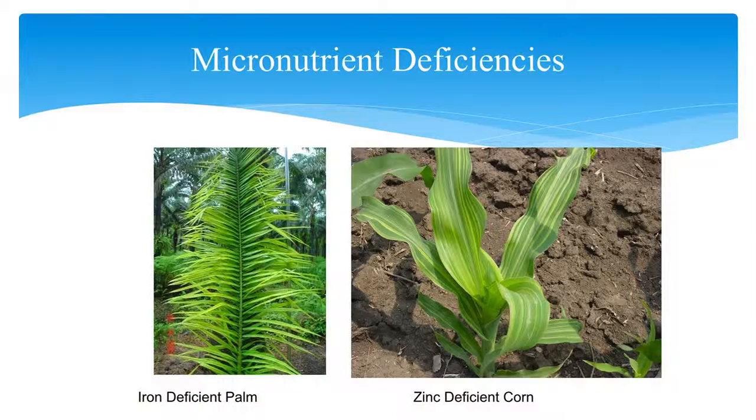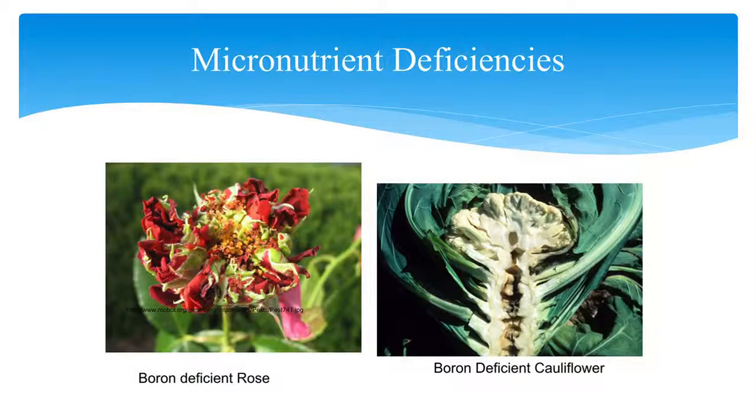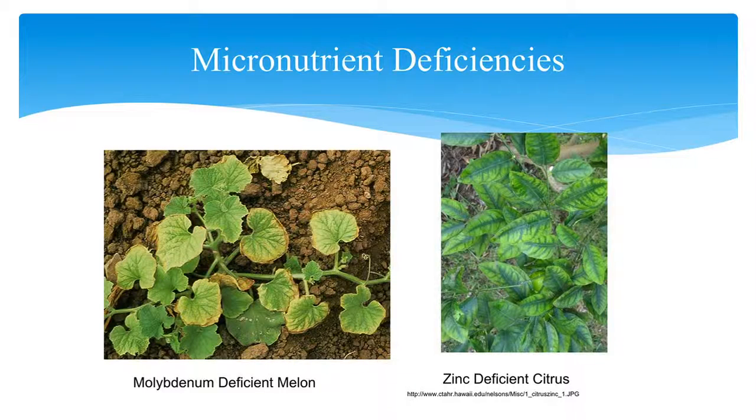Again, you maybe see a little striping there. So it's hard to get good pictures of some of these deficiencies on plants that are common to us. But if you have boron deficiency on a rose, pretty gnarly, or on a cauliflower, not pretty at all. Molybdenum deficiency on melon, zinc on citrus. So if you are growing citrus, you'll probably buy a product that's labeled for citrus, and it usually has the correct amount of trace elements, the ones that are most commonly needed.